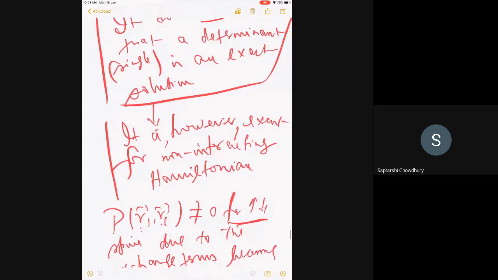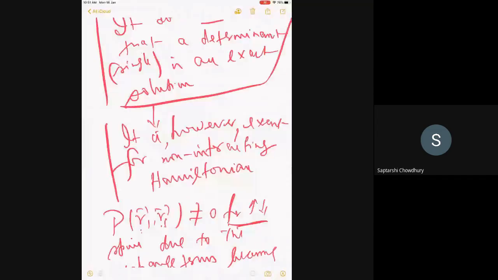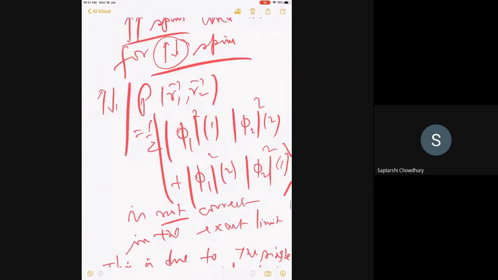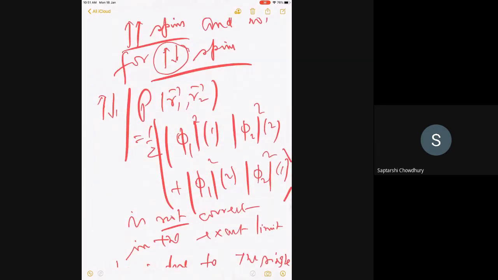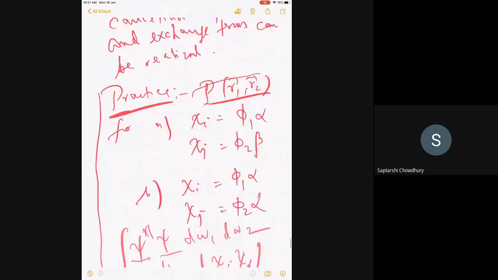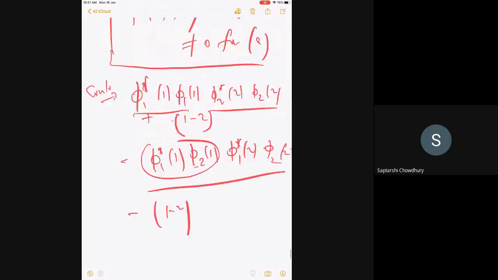Okay, and what happens for the non-interacting Hamiltonian? Because the Hamiltonian itself doesn't have that 1 by modulus R1 minus R2 in that case. So there is no problem. It's only Coulomb. Coulomb and the exchange comes in a very normal manner. 1 here, 2 here. So that's completely different. All right. So if there are any questions, you can ask me.